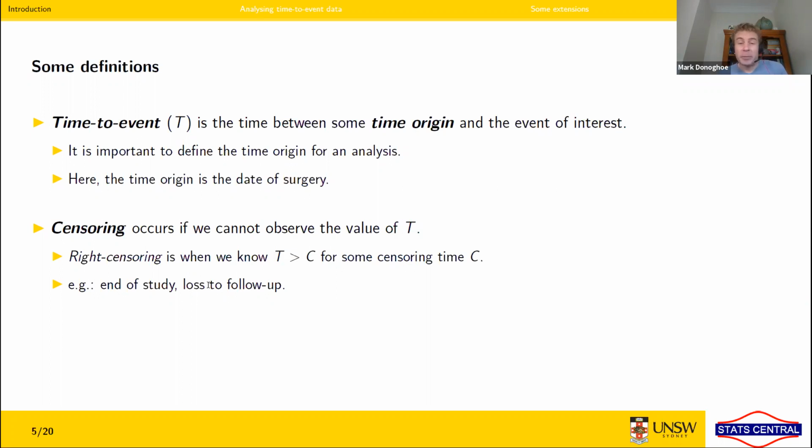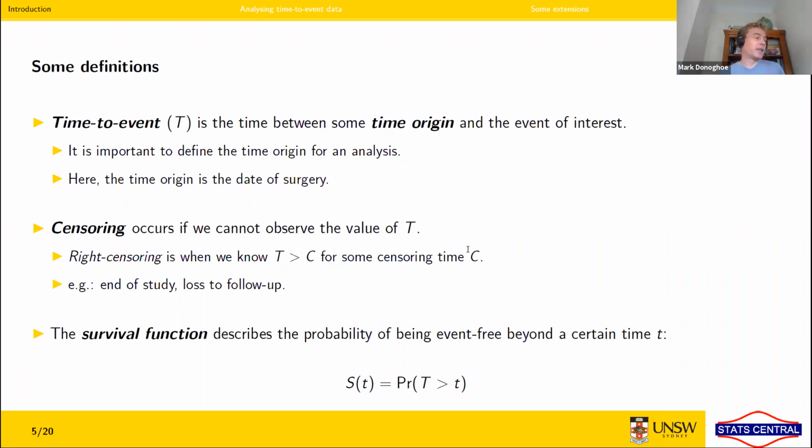In human studies especially, it's not always straightforward to follow everyone over a long period of time. So people might change addresses. They might stop being interested in the study. And we'll know their status at the last time that we were able to get in contact with them, but their event time is going to be censored beyond that time point.